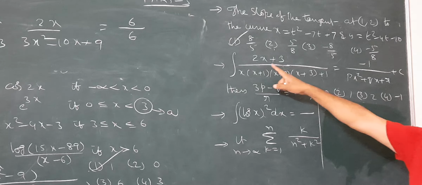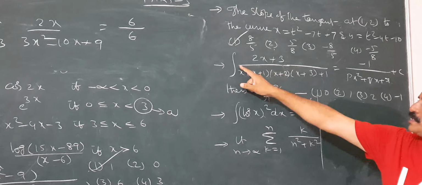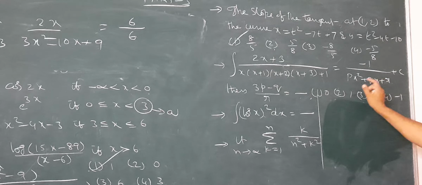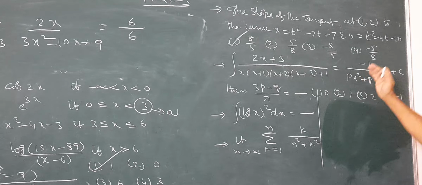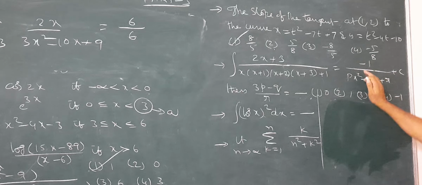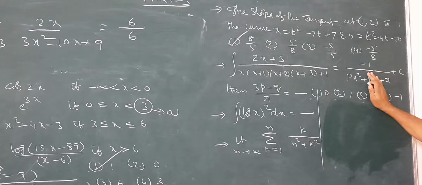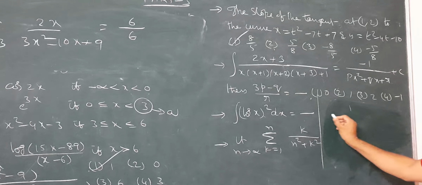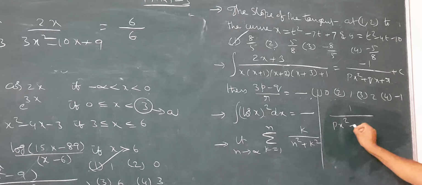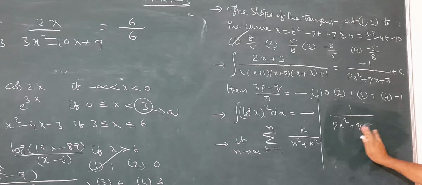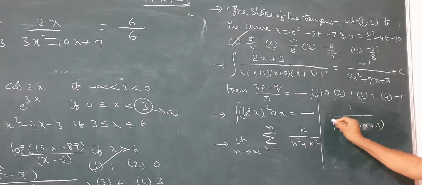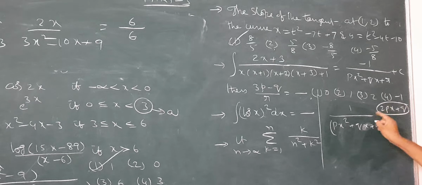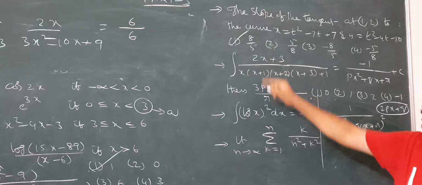If you differentiate, what happened? No integration here. Whenever you differentiate the RHS, the derivative of 1 by f of x is minus 1 by f of x whole square. That means 1 by (px square plus qx plus r) whole square into (2px plus q), and this equals (2x plus 3) by the given expression.